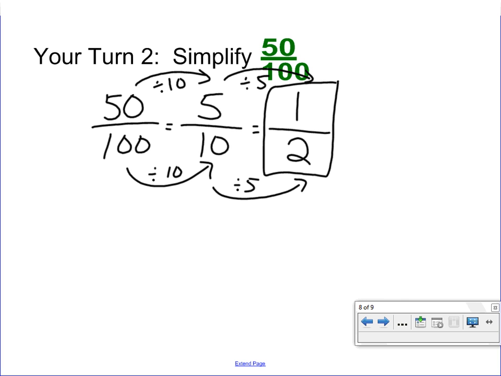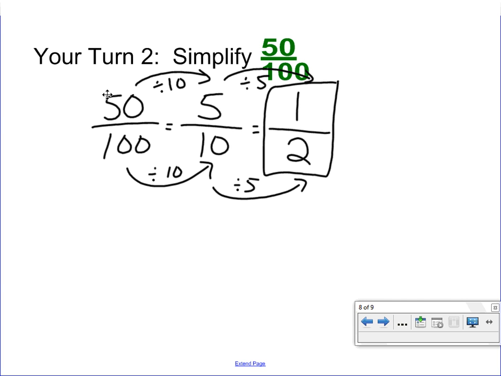Okay? Not every answer is going to be 1/2. It just so happens that the fractions I chose today ended up that way. Okay? Remember, when you're making an equivalent fraction, you can multiply by any number you want to. But when you're simplifying, you have to choose a number to divide by that both the numerator and the denominator are divisible by. Use your divisibility rules. Think about what those numbers look like, and if you can divide them by 2, by 3, by 4, by 5, by 6, by 9, or by 10.